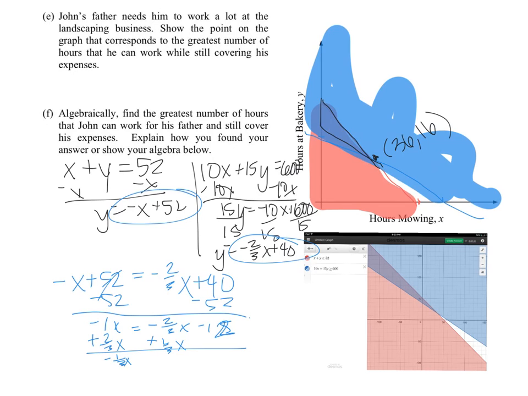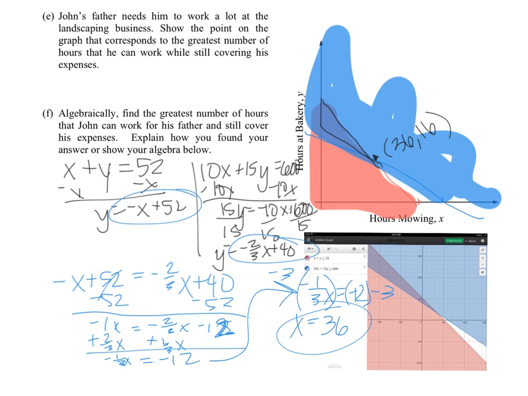Oh, that should be 12, not 15. Equals negative 12. So I'm just going to rewrite it over here. Negative 1/3 x equals negative 12. To get rid of a fraction, you multiply by its reciprocal, which is the same thing as negative 3. And x equals, a negative times a negative is positive, 12 times 3 is 36. You will notice that you have 36 here and you have 36 here. So we showed it both on the graph and algebraically, as painful as that was for me to do.